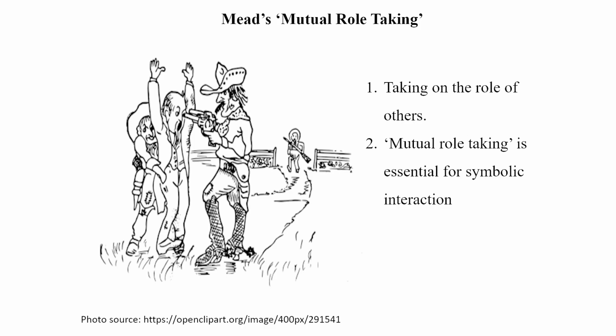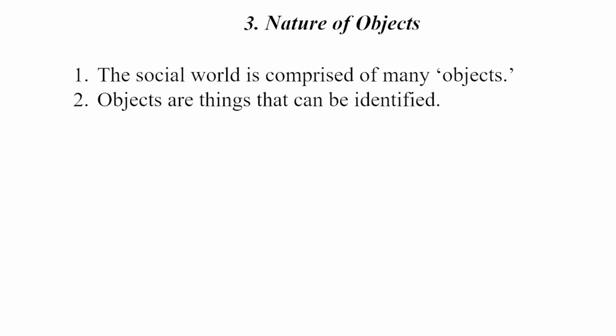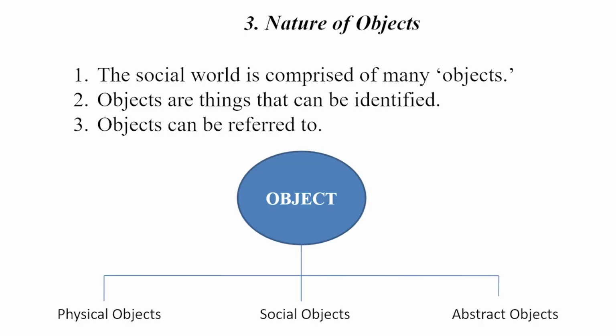The next root image that Blumer speaks of are objects. So we now look at the third key idea of symbolic interactionism, which is the nature of objects. For symbolic interactionists, the world of humans or groups is comprised of what is called objects. Objects are identified as anything that can be referred to or pointed at. These objects can be broadly divided into three categories. The first are physical objects, such as a purse, cloth, or a book. These are also called tangible objects.